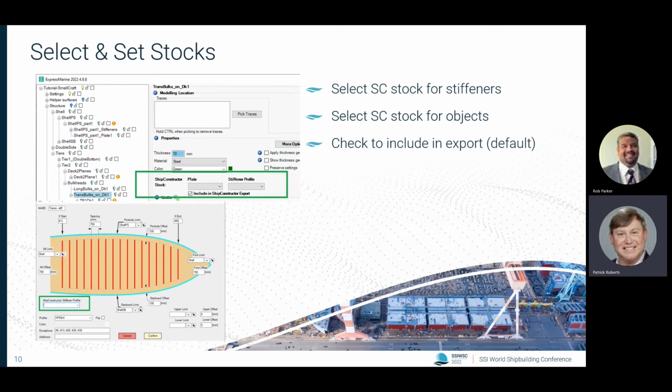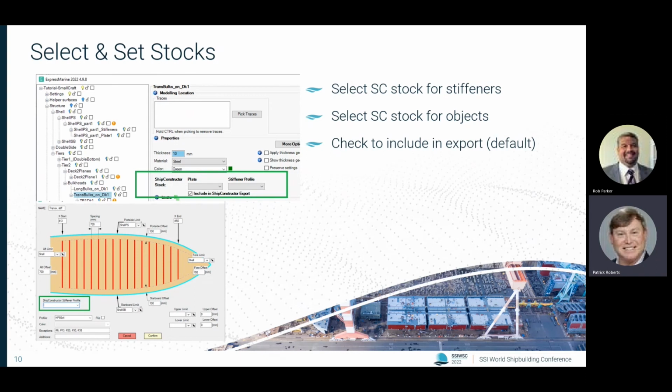You can either manually assign the ShipConstructor stock to an object, meaning that whenever you are creating an object, you simply, in addition to selecting the internal ExpressMarine stock, select the ShipConstructor stock. There are drop lists there, which again read in the stocks that are available in your ShipConstructor project. And this can be done, of course, as you are modeling, as you go along, if you connect when you start the project. But if you connect after the model is finished, this would be a big task.